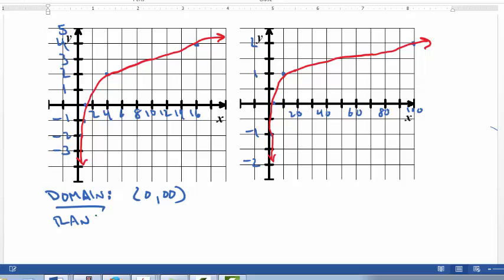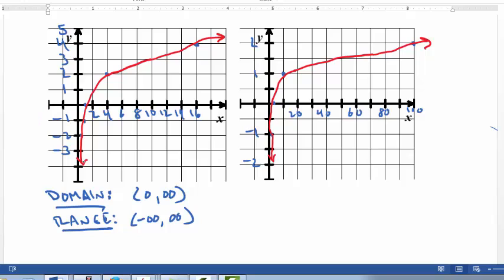And of course, the range then is going to be, this is going all the way down to negative infinity. And how high up is it going to go? Remember, it's going to keep increasing. So it's going to keep going to infinity, just very, very, very slowly. So the range is actually negative infinity to infinity. It just takes a long time to get up there, right? So the domain is 0 to infinity, and the range is negative infinity to infinity.